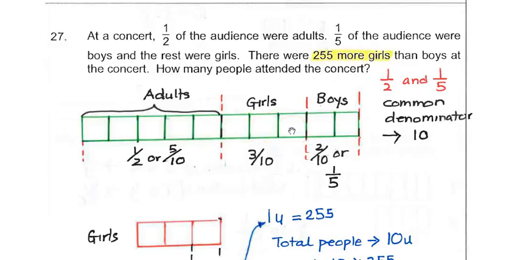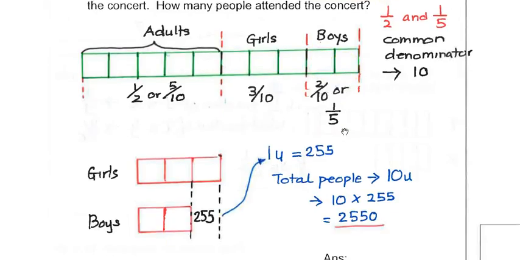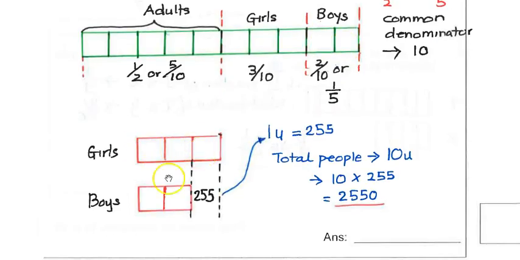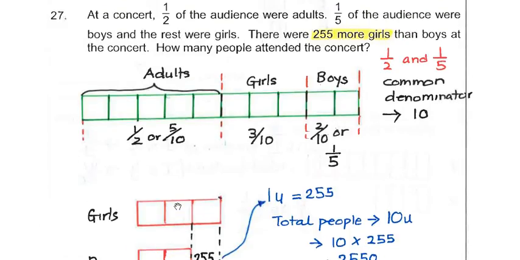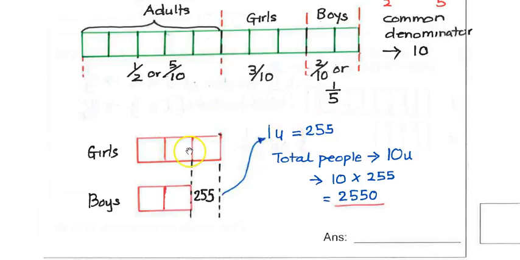Now what is very important here is the relationship of boys and girls. Look here, there are 255 more girls than boys. I'm going to translate this part, 1, 2, 3 and 1, 2, into this part here. What it says above is 255 more girls, the difference. Look at the girls, there are more. And 255 more means 1 unit is 255.